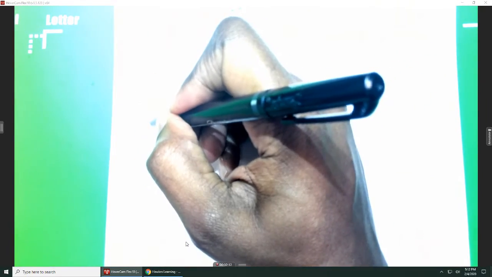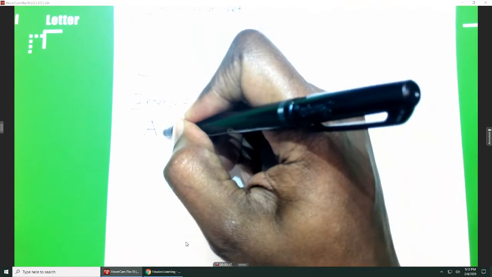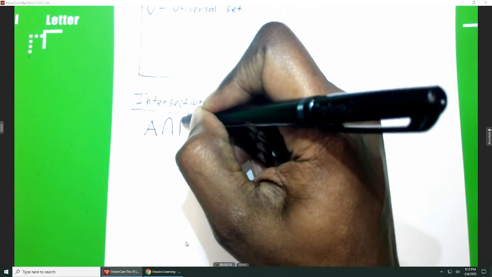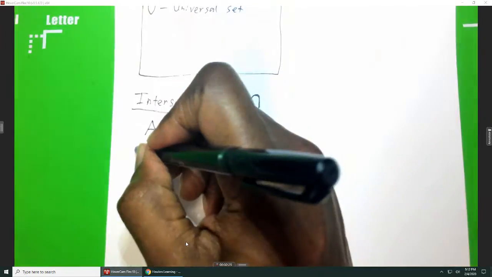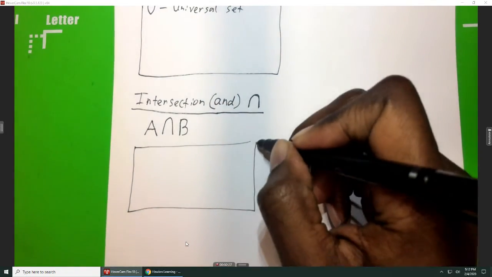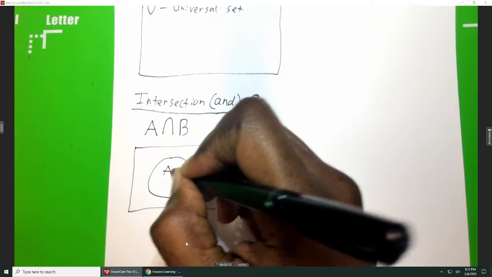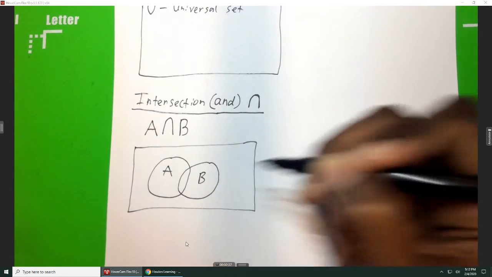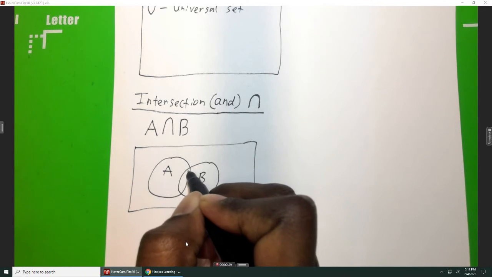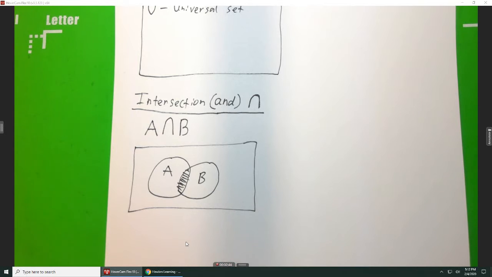So we're going to talk about A, which just represents some set, intersect B. Otherwise, A and B. So what does that look like? We have one circle that's going to represent the set A. We have another circle that represents the set B. The intersection is just the part where they overlap. So it'd be this part right here in the middle. Okay, so that's what A intersect B means, where they overlap, where they intersect.